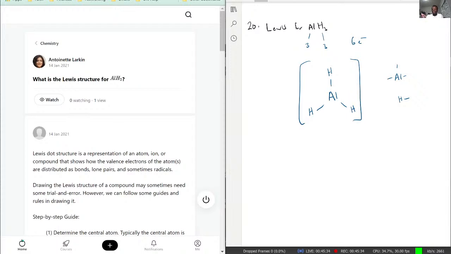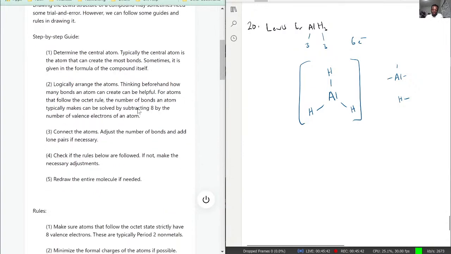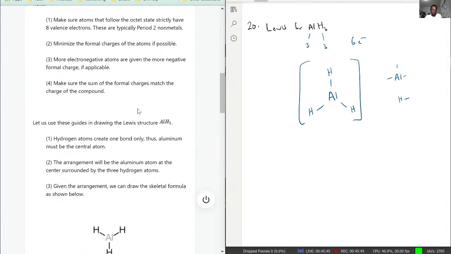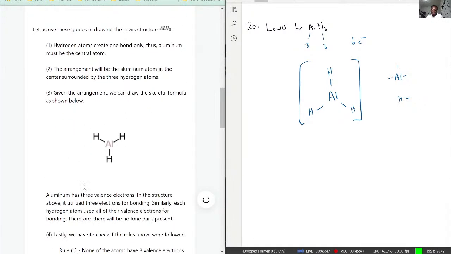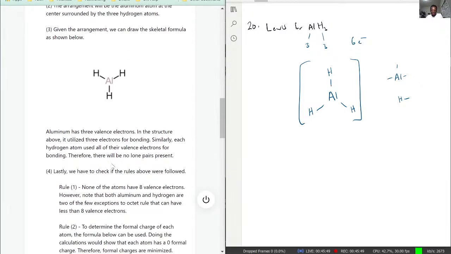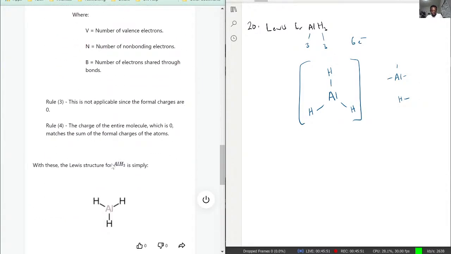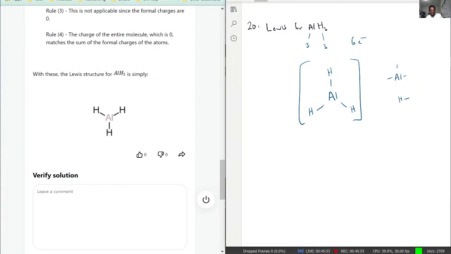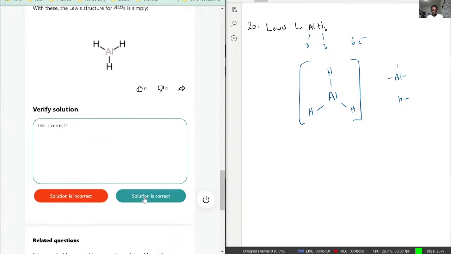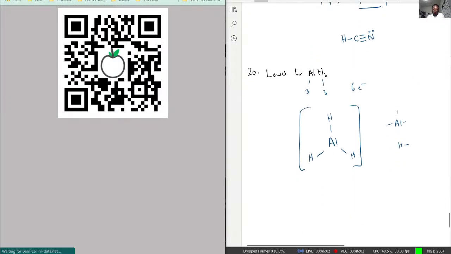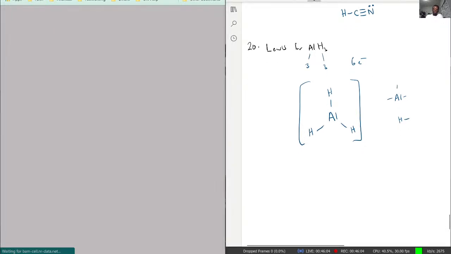It is trigonal planar, very flat, just 120 degrees from each hydrogen, and that would be all there is to it. And let's see what we got here. And exactly, AlH3, just like that. So this is correct. And now we can move on to question number 21.